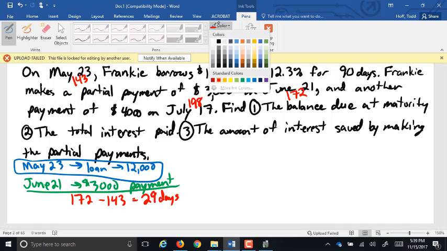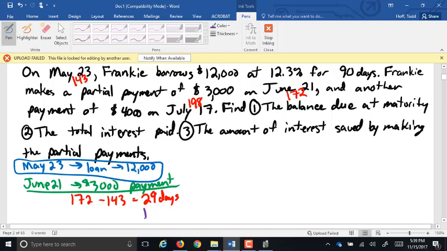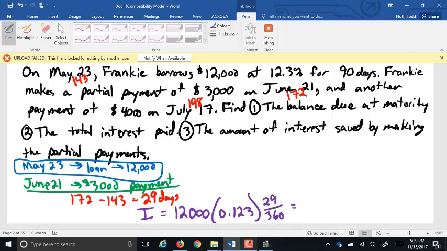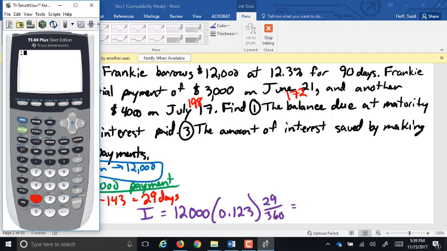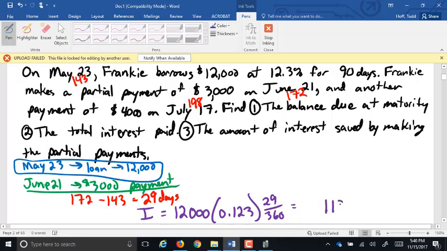So we need to find our interest. Our interest is our $12,000 principal times 0.123 times our 29 over 360. We always assume ordinary interest. So you had $118.90 in interest.